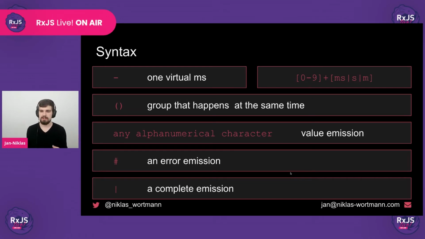You also have the situation where from, for example, emits all the values synchronously, so you want to group certain values. You can do this with parentheses. In the ASCII art, you use A, B, C, D to represent value emissions. You can use any alphanumeric character to represent a certain value, and how this works we will see later in an example. The hashtag, or however you want to call it, is an error emission, and the pipe represents a complete emission. Those are basically the keys that you need for marble testing.